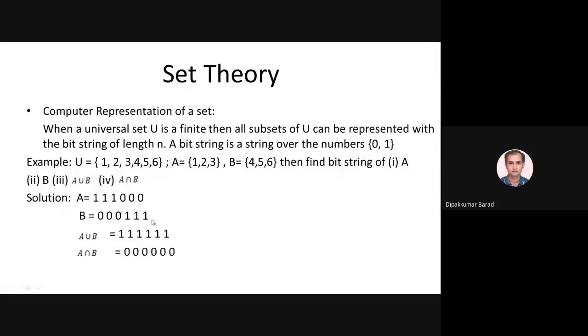Now A union B. For A union B we get 1 1 1 1 1 1, as A union B is {1, 2, 3, 4, 5, 6}, which is U itself. And for A intersection B, at all places we get 0 0 0 0 0 0.